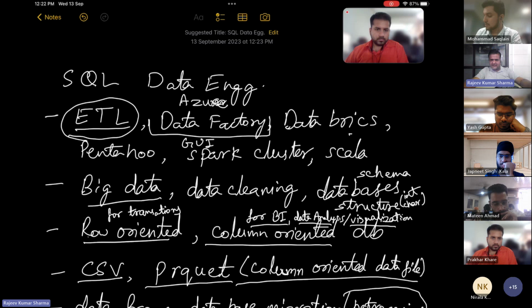Write out what Data Factory is. Google it afterwards.